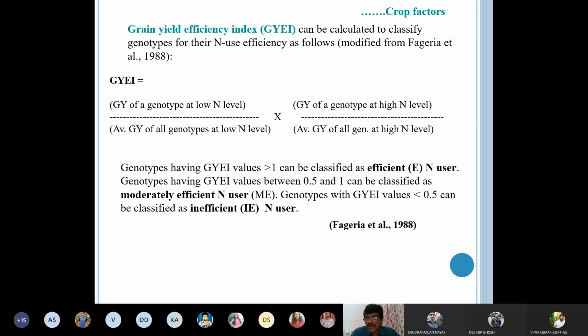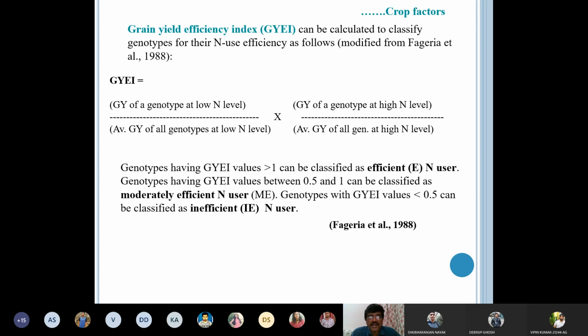So in this case, the lowest level is 30 kg nitrogen and the highest level is 90 kg nitrogen. Grain yield of a genotype at low N level, that means at the 30 kg level, and then the average grain yield of all genotypes at low N level. You can take the average. Likewise, at the highest level, it is 90. Then what was the yield of a genotype at 90 kg nitrogen? And then the average grain yield of all genotypes at the 90 nitrogen level. So you can easily understand this by some example.